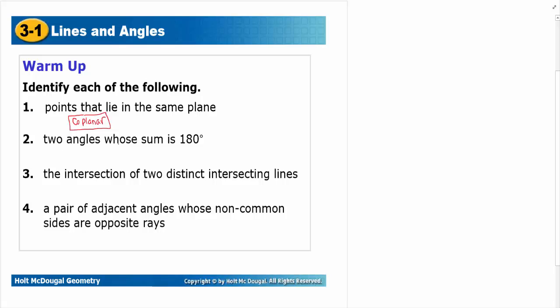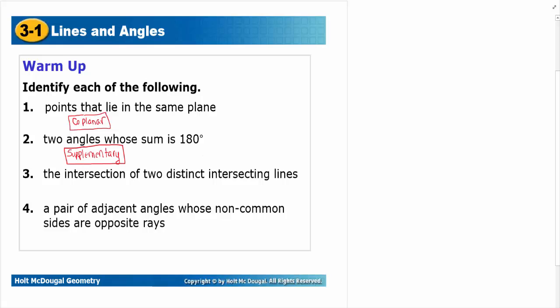Number two, two angles whose sum is 180. That would be supplementary. So again, number two, good old supplementary. Again, if they added up to 90, that would be complementary. So again, just note the difference.